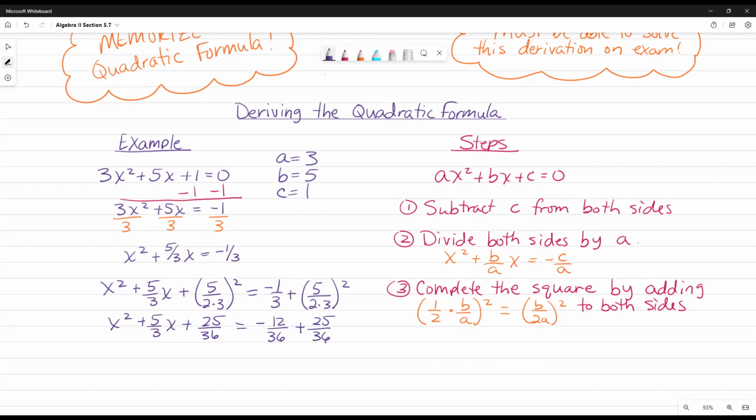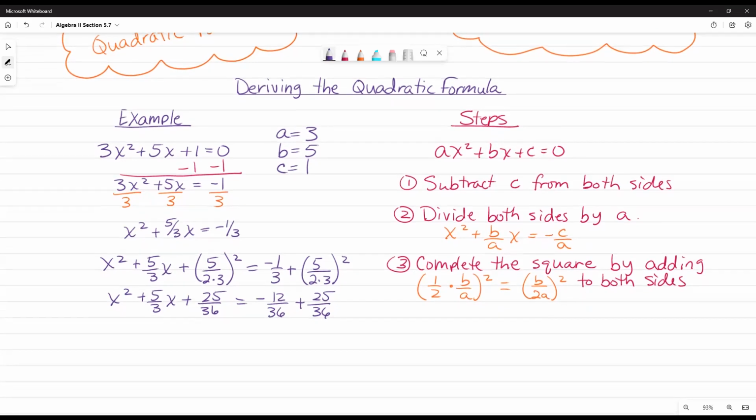Everybody good on where that came from? I had to find a common denominator. And 2 times 3 is 6, and 6 squared is 36. And so that gives me my final equation, x squared plus 5/3 x plus 25 over 36 equals negative 12 plus 25 is 13/36.